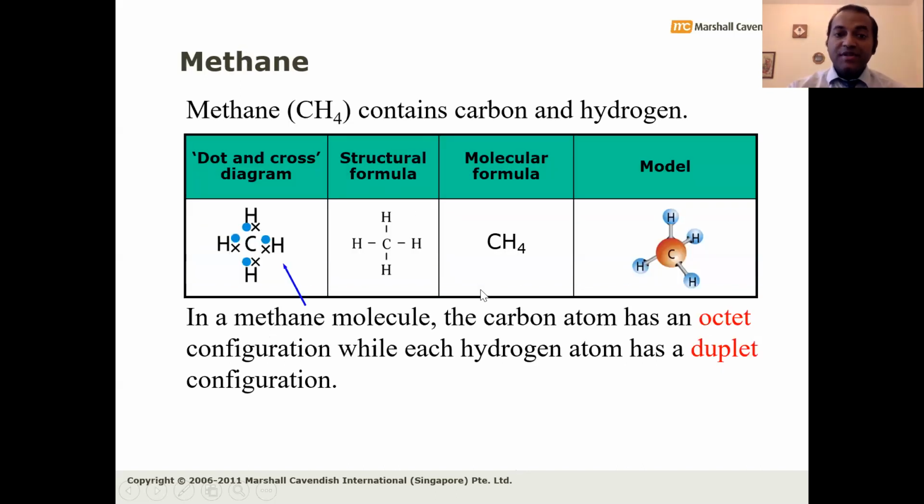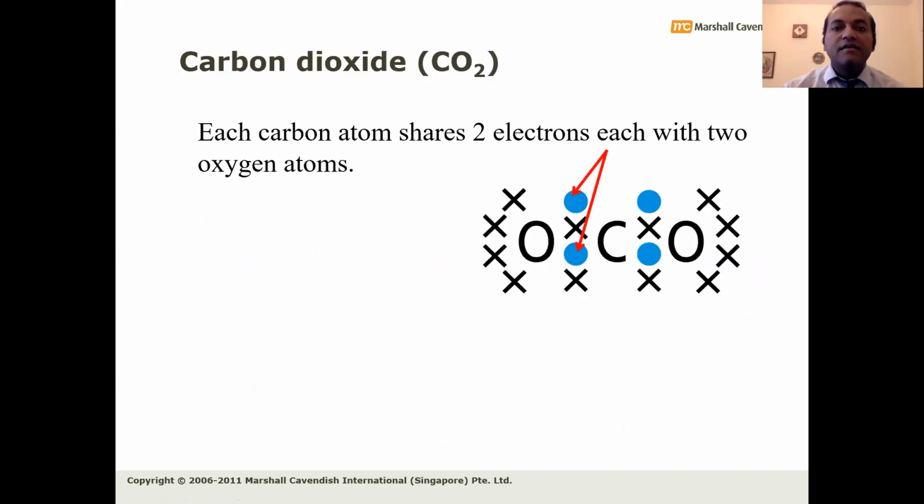Okay, another example here is methane, the one that I drew just now. You can see this carbon has 4: 1, 2, 3, 4. Each hydrogen gives 1. They share. Then it becomes an octet, while hydrogen becomes a duplet.